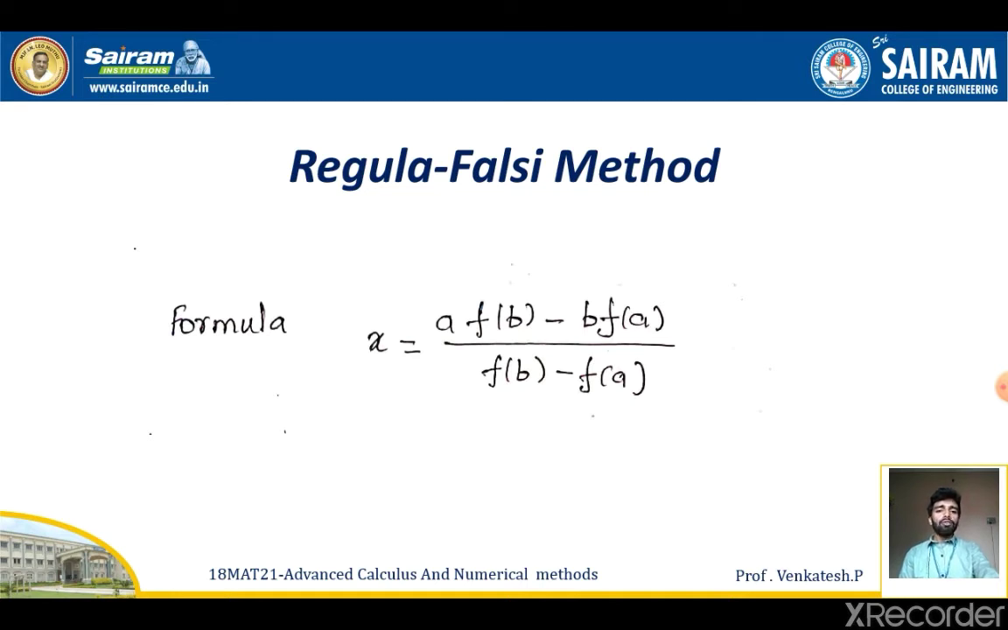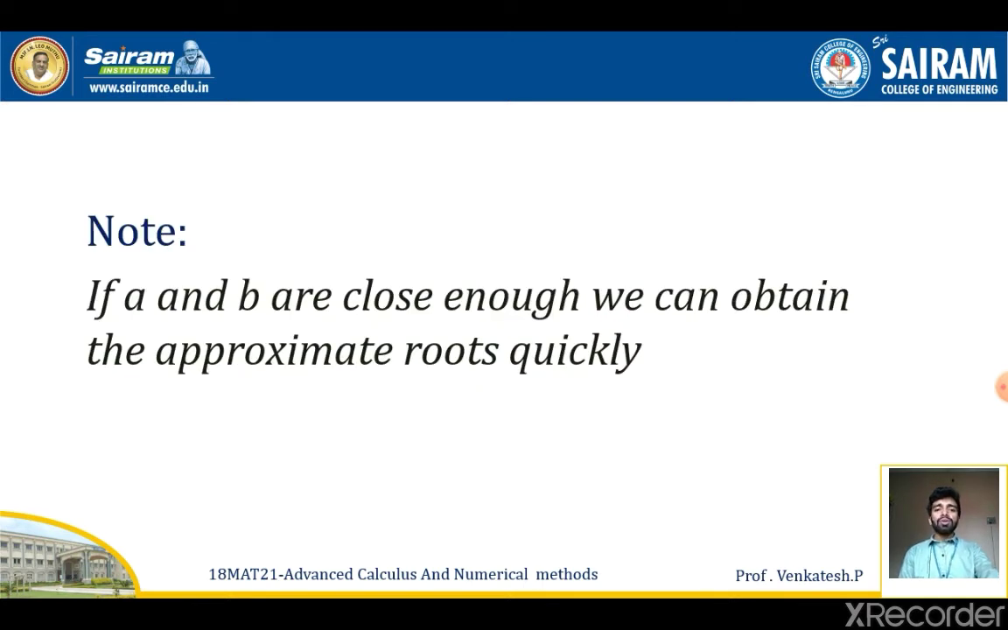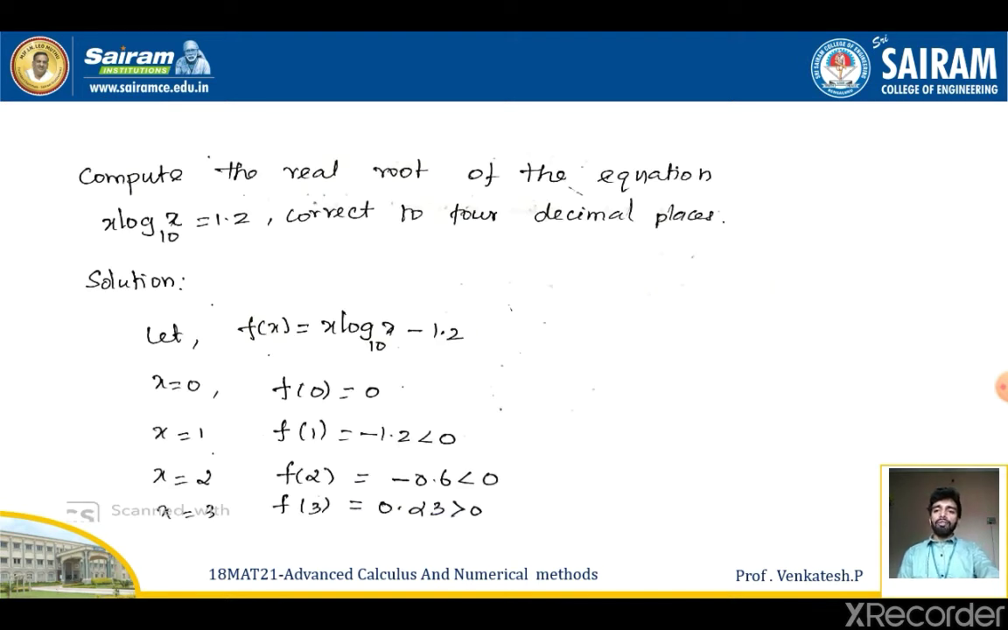In the formula we have to note a few points. The value of a should be less than b is the first condition, and a and b should be very close. If the difference between a and b is very small, we can get the approximate root very quickly. So for my convenience, in all the problems I am taking the difference between a and b as 0.1 to get the approximate roots very quickly. So let's see a few examples on the regula falsi method.